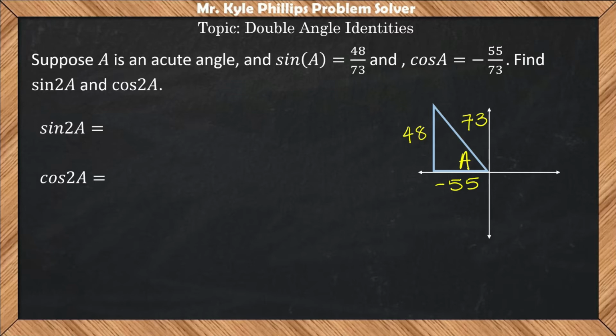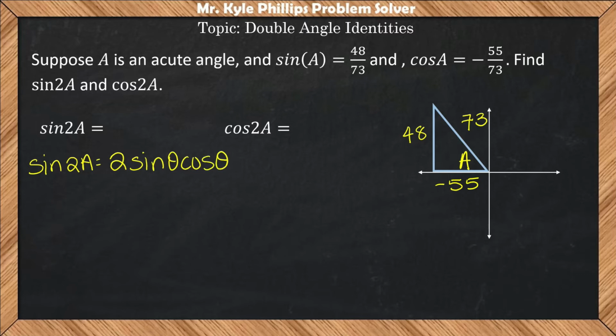Well, now that we have all three sides of the triangle here, all we're doing is just plugging in our ratios into our formula. So sine of 2a is 2 sine theta cosine theta. So I'm just going to plug in my ratios here. This would be 2 times sine. Sine is the opposite over the hypotenuse, so 48 over 73 times cosine, which is negative 55 over 73.